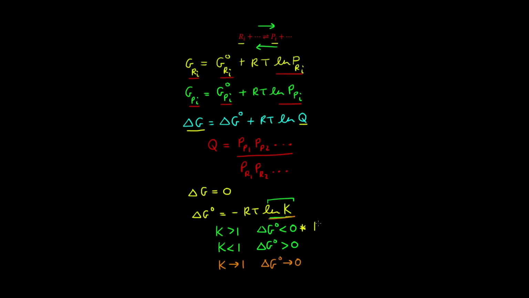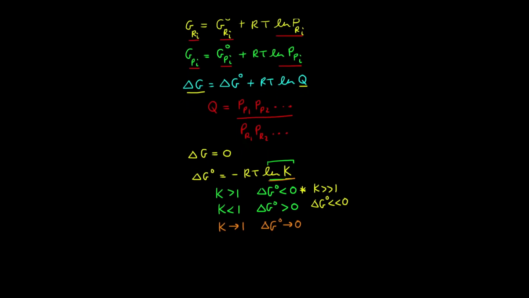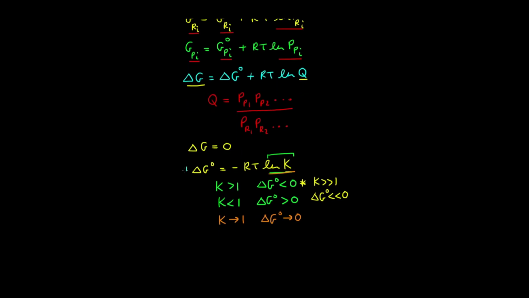In the case where the equilibrium constant is much greater than 1, then delta G naught would be significantly less than 0, and the products are strongly favoured. And you can apply some algebra to solve for the equilibrium constant to get the following expression. Well, you can draw similar conclusions on the effects of delta G naught on the equilibrium constant.